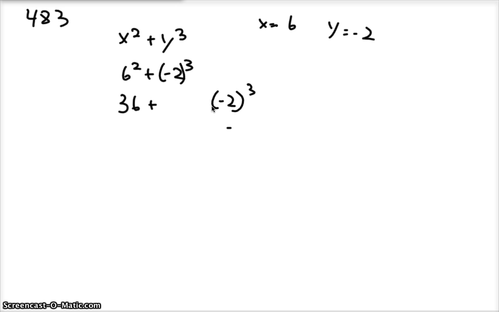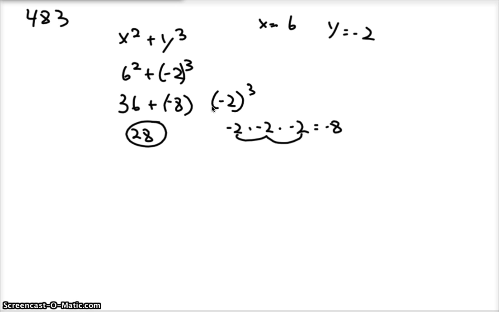But again, just to kind of show you, we have -2 times -2 times -2. So we have -2 times -2, which is +4. But when I do it again, +4 times -2 equals -8. So that is where we now have plus -8. 36 plus -8 is going to be 28. And that is our final answer.